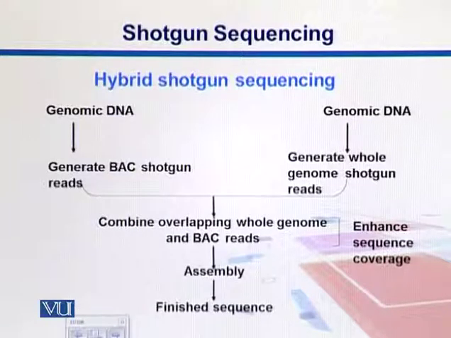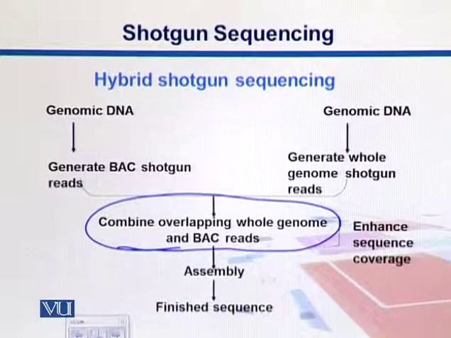There is another technique called hybrid shotgun sequencing, which is a mixture between these two. We have the BAC shotgun reads and the whole genome shotgun reads, and we put them together and look for the reads which overlap between the two, and retain those reads. In this way we have stronger evidence, with reads common to both, and we use them for assembly.